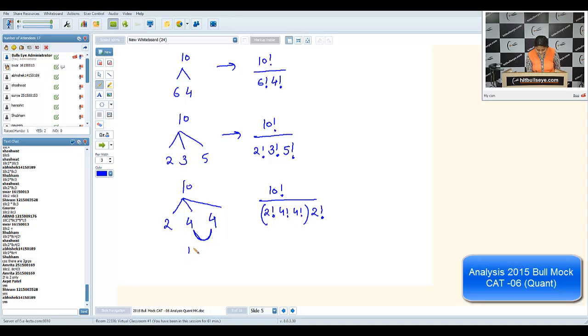I'm taking one more example. Let it be 10, say 1, 1, 4, 4. So it will be 10 factorial over 1 factorial, 1 factorial, 4 factorial, 4 factorial. Will divide it by 2 factorial, 2 factorial. Why so? Because 1 is appearing twice, 4 is appearing twice. That is the crux of the story.